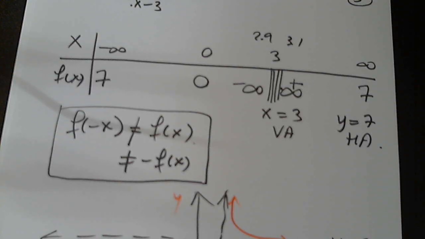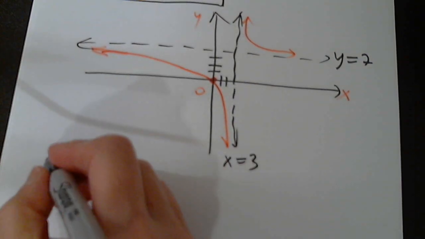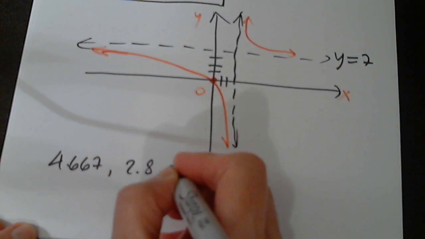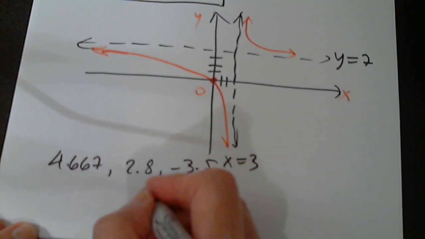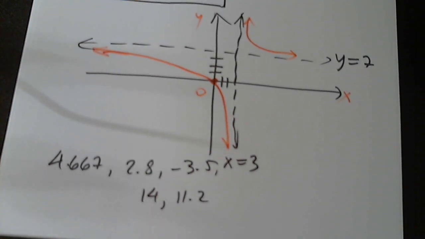Now careful, because I don't know what decimal digits they want. Rounding, maybe they want a fraction. So if they want a fraction, be very careful. I guess I didn't read the fine print. So let me write down these numbers for us. So 4.667, the next one 2.8, -3.5, 14, and 11.2. Okay, now you can share.